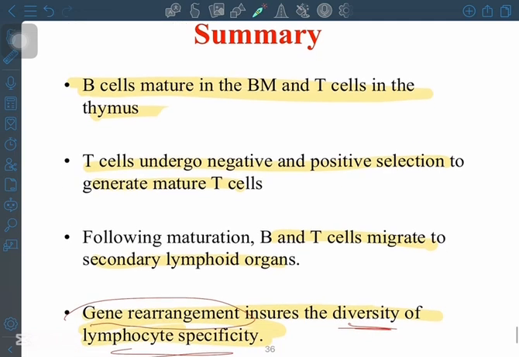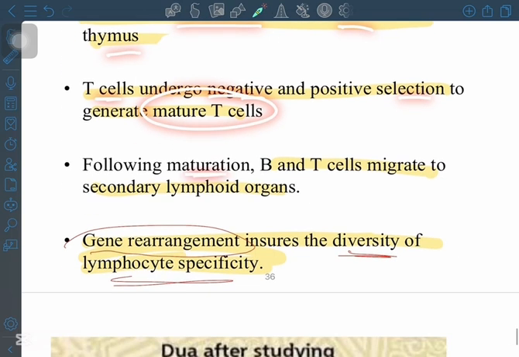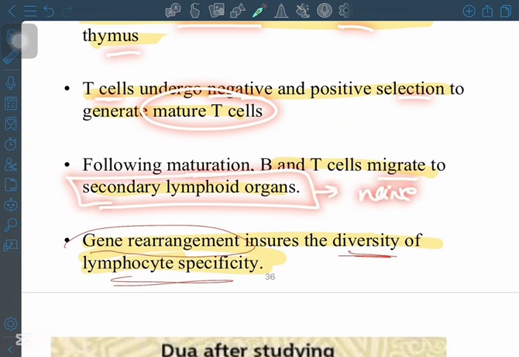This is a summary of the lecture. B cells mature in the bone marrow, T cells in the thymus. T cells undergo negative and positive selection to generate mature T cells. Following maturation, B and T cells migrate to secondary lymphoid organs so that they are not naive anymore. And gene rearrangement ensures the diversity of lymphocyte specificity.